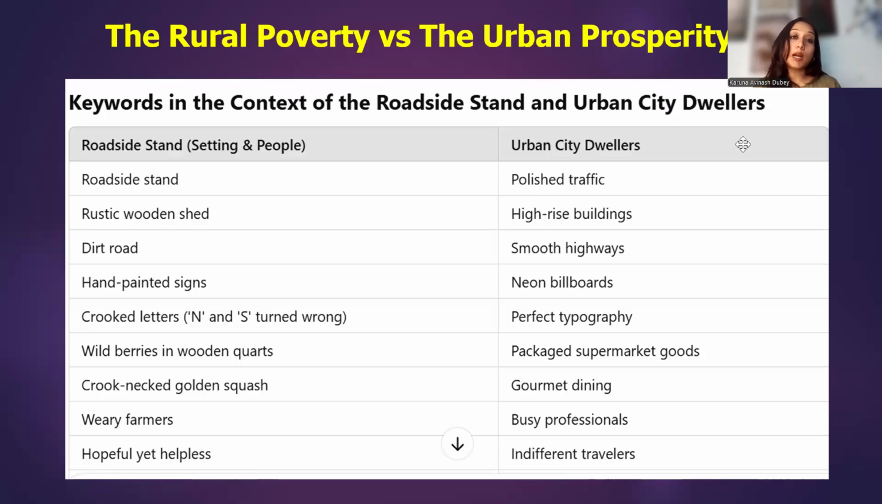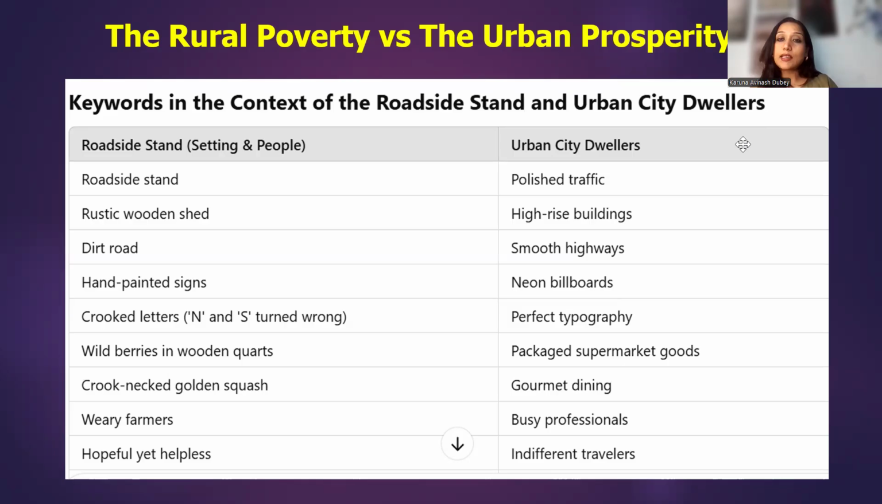Roadside stand. Now look, I have segregated the keywords that are used for the village people and the country and urban city dwellers. Roadside stand. Now the keywords that have been used for the poor people: they have a roadside stand, their rustic wooden shed, dirt road, hand painted signs, crooked letters and an S turned wrong, wild berries in wooden quarts, crook neck golden squash, weary farmers, hopeful yet helpless.